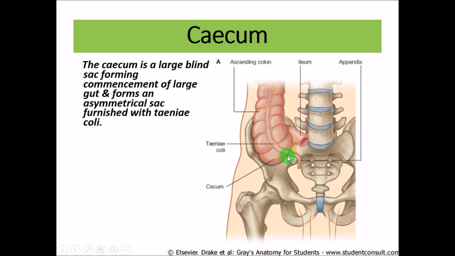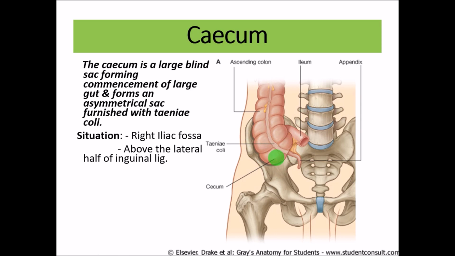So this cecum is a large blind sac indicating the commencement of the large gut, and forms an asymmetric sac furnished with tinea coli. Situation: it is present in the right iliac fossa. This is the iliac fossa, and within the right iliac fossa it will be present. And it is above the lateral half of the inguinal ligament. Inguinal ligament, as you know, is a ligament extending from the anterior superior iliac spine to the pubic tubercle. If you think this is the inguinal ligament, it is present above the lateral half of the inguinal ligament.